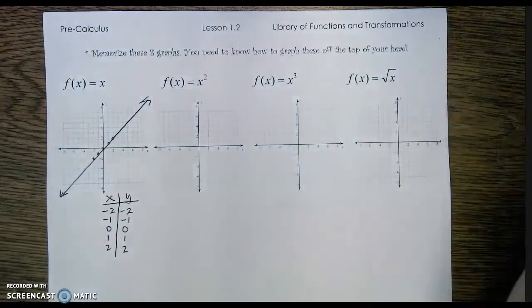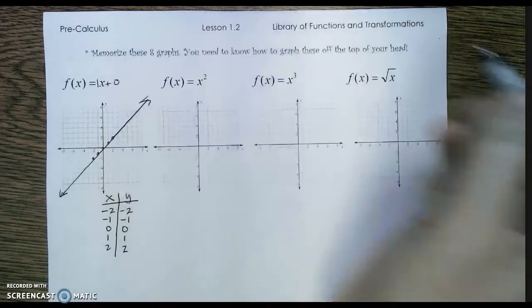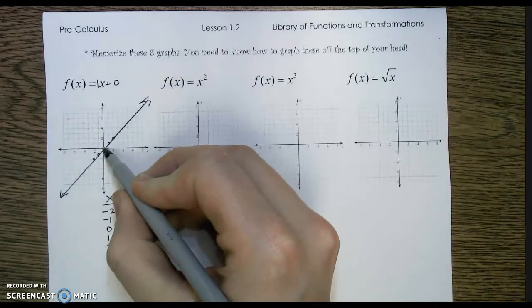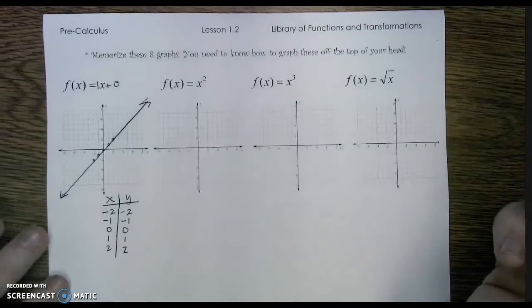So if you don't want to make a table of values, we also know that it has a slope of 1 and a y-intercept of 0. So starting at 0, it goes up 1 over 1, up 1 over 1, up 1 over 1. So that is y equals x.